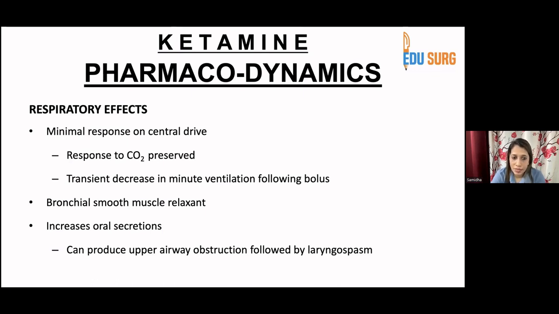Bronchial smooth muscle relaxant, again very good for patients who have known lung disease, good in bronchial asthma, good in small children who are so prone to spasm because of the high vagal tone. It increases oral secretions and can produce upper airway obstruction followed by laryngospasm if you have a lot of secretions due to the use of ketamine. Hence I said it is important to use an anti-sialogogue like IV glycopyrrolate before you give ketamine.